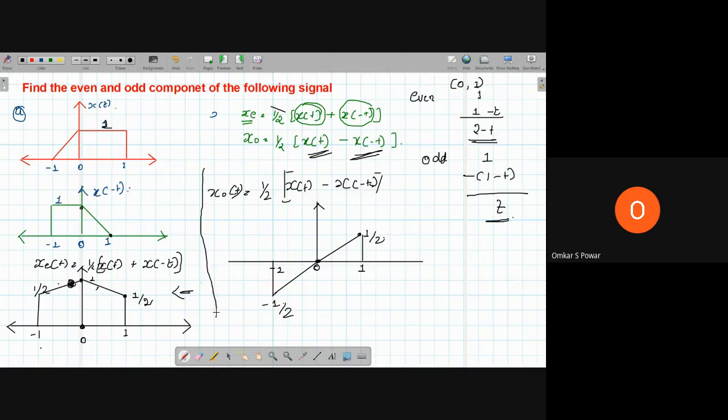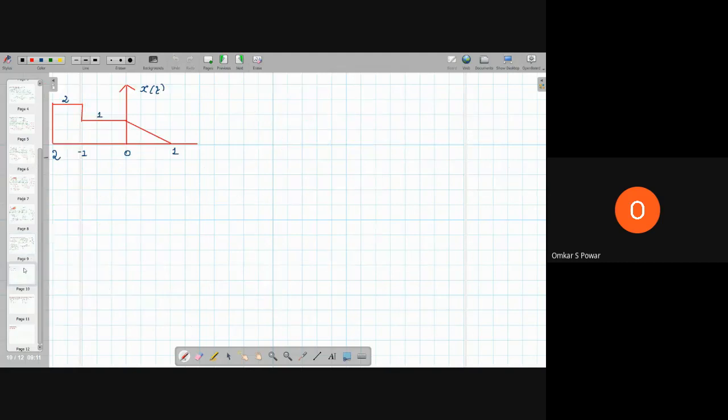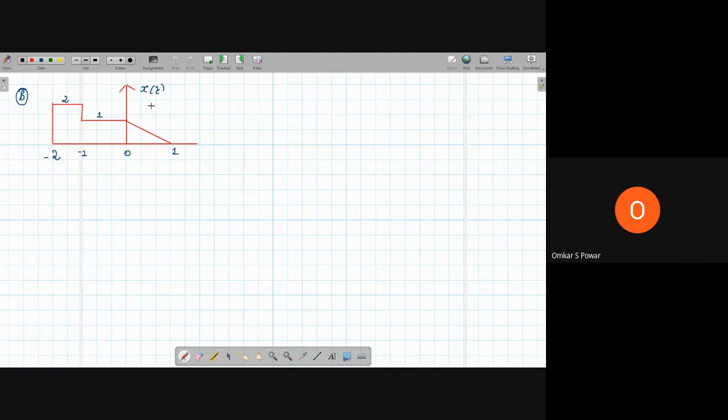So we have got the even component and we have got the odd component. So I will give you a homework problem using the same method. You have to find the odd and even component of this signal. So this is your homework.